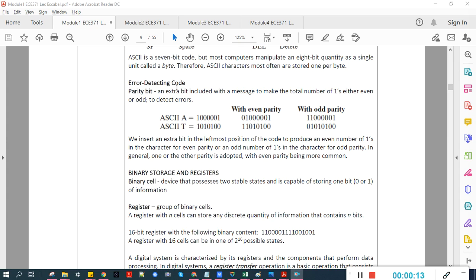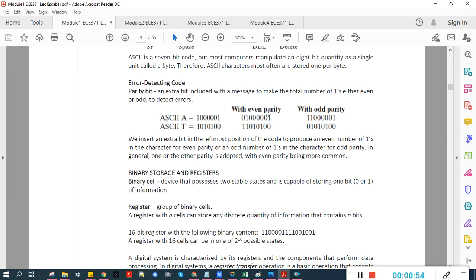In error detecting codes, we have this term parity bit. This is an extra bit included with a message to make the total number of ones either even or odd to detect errors. For example, we have the ASCII code 4A. We know that the ASCII code is 7 bits. For A, that's 100 and then 0001.